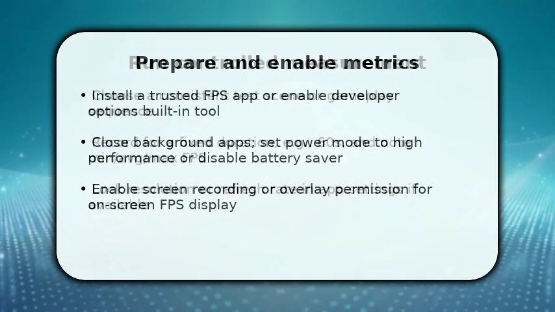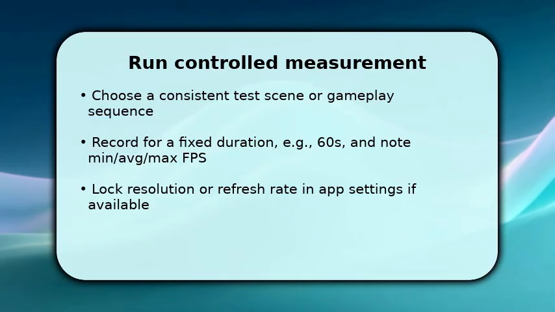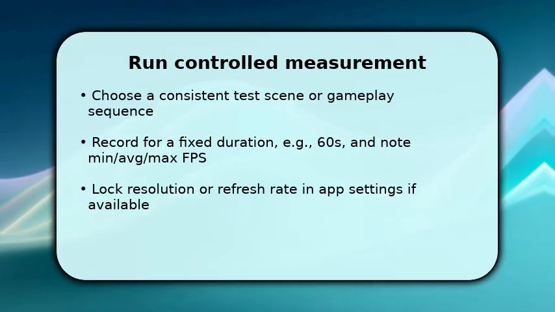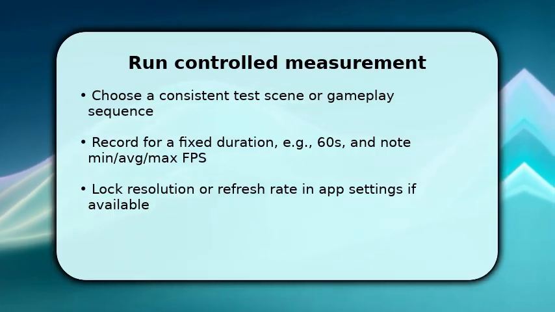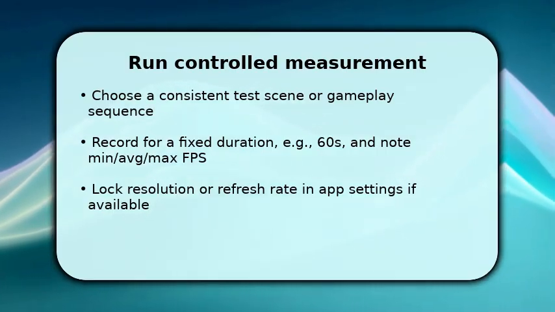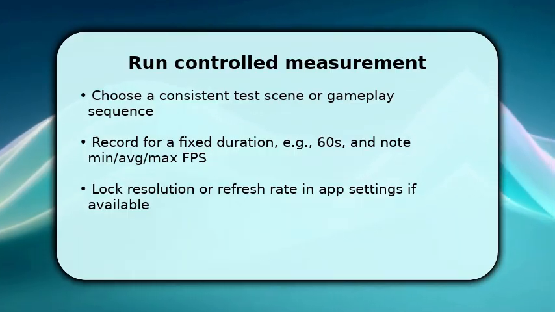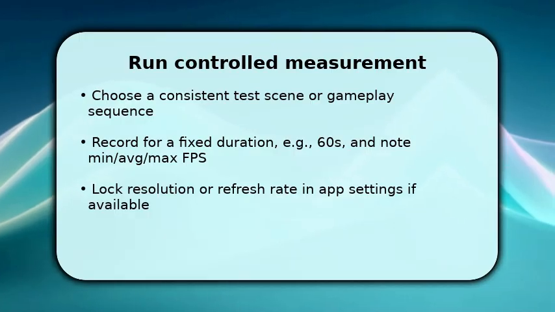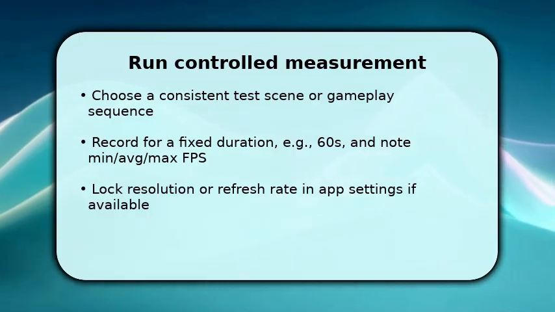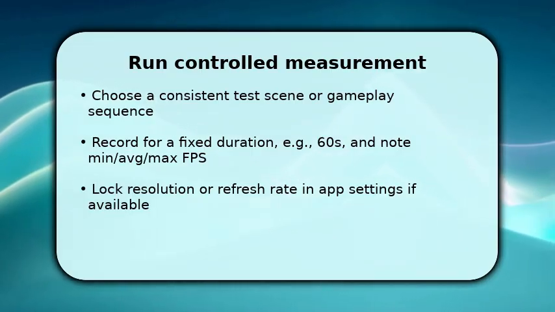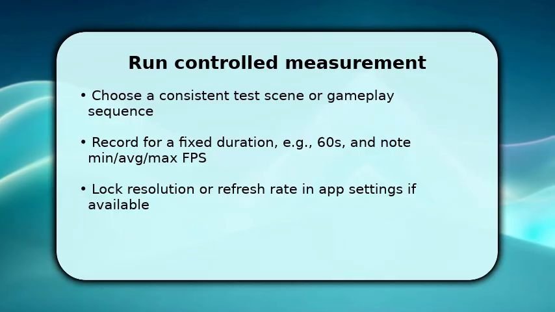Now you run the measurement with consistent conditions. Launch the same scene or benchmark run every time and use the FPS tool to record for a set duration, like 60 seconds, to capture typical behavior. Make sure resolution and refresh rate are fixed in the app or game settings so you compare apples to apples. If available, log min, average, and max FPS. These give you insight into stability versus peak performance. While recording, avoid other tasks or notifications that cause spikes.